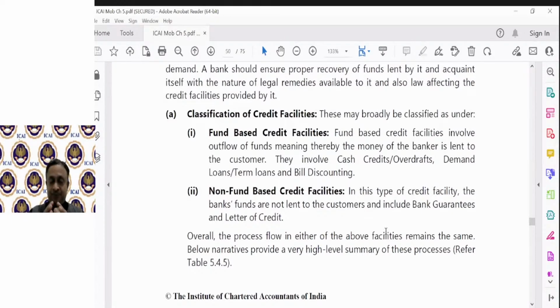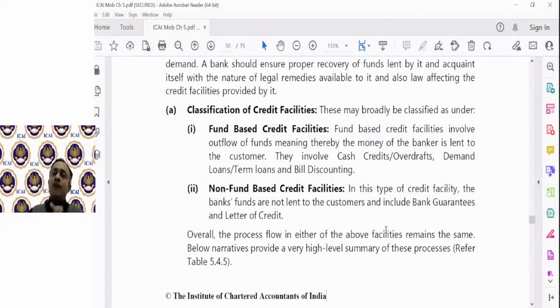Now, I'm asking you this question. Is it possible that a non-fund based credit facility given by a bank may become fund based over a period of time? Listen to the question. We have to say yes or no. Okay, let us continue. Then we'll have a very good discussion on this one.